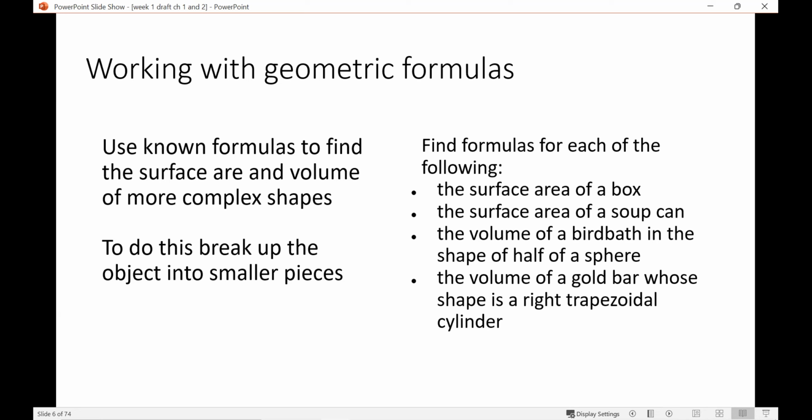So we're going to find formulas to calculate all of these different things: the surface area of a box, the surface area of a soup can, the volume of a bird bath in the shape of half a sphere, the volume of a gold bar that is a right trapezoidal cylinder.